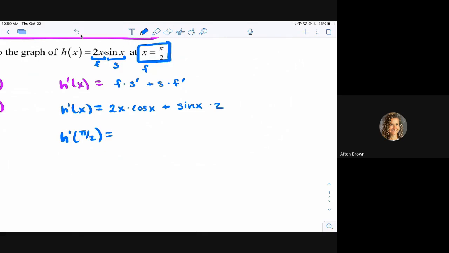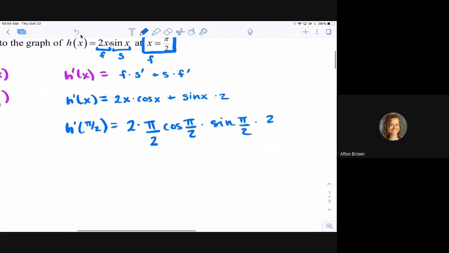We just need to plug in pi halves. So if I plug in pi halves for x, I've got 2 times pi halves, cosine at pi halves, plus sine at pi halves, times 2. Well, this works out pretty nice. The 2's at least cancel.